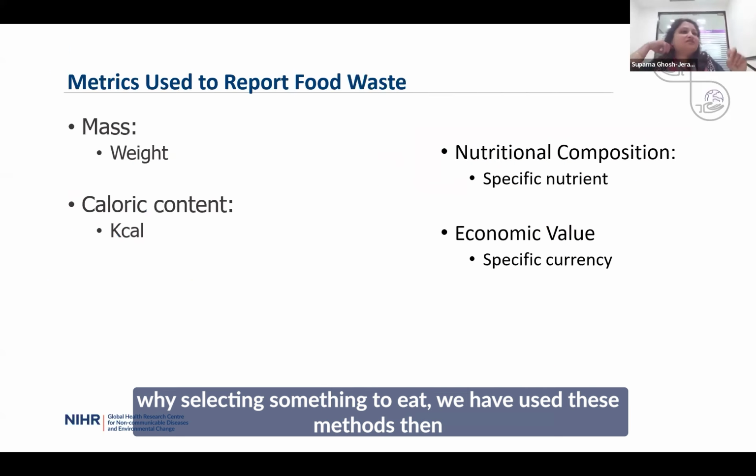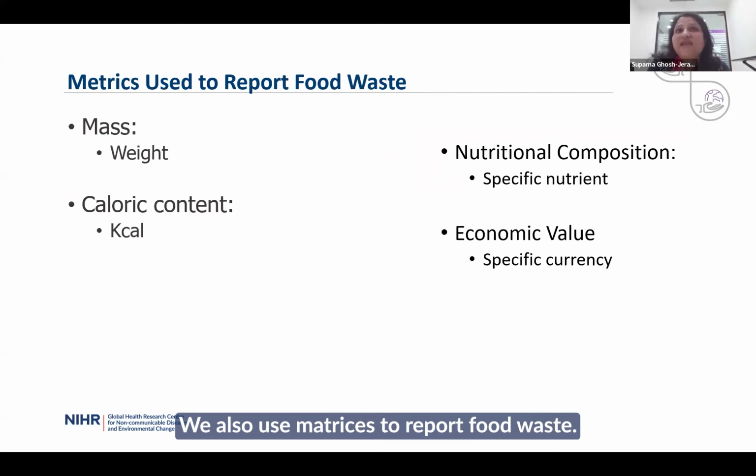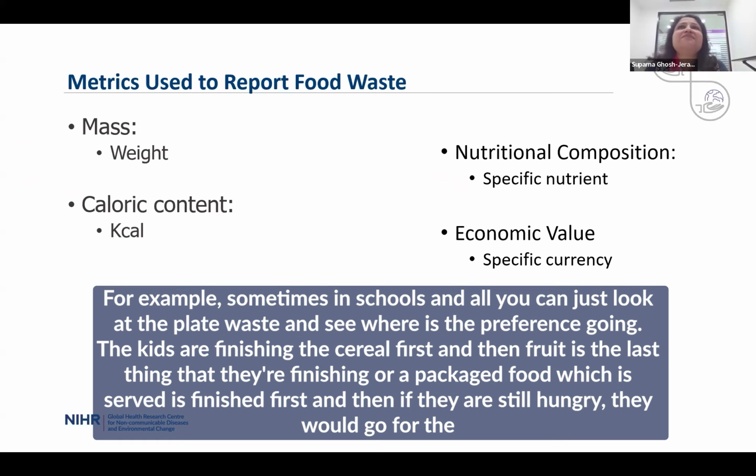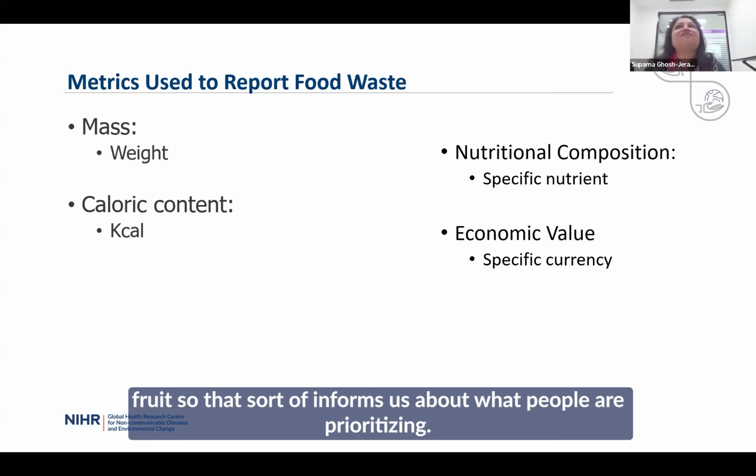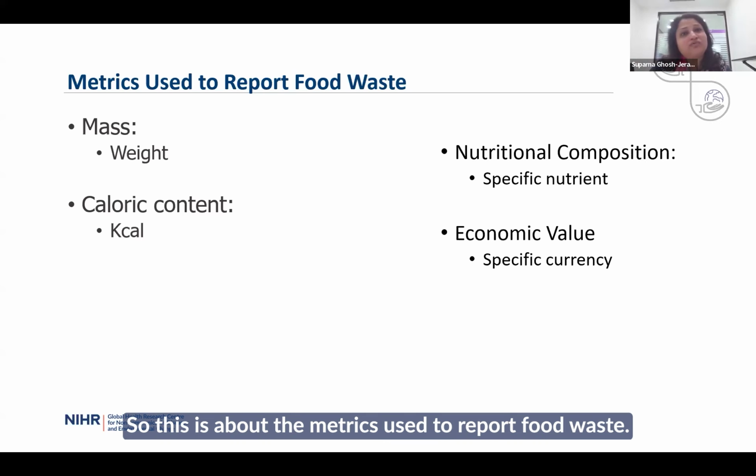Then we also use metrics to report food waste. For example, sometimes in schools, you can just look at the plate waste and see where the preference is going. The kids are finishing the cereal first, and fruit is the last thing they finish. Or a packaged food which is served is finished first, and then if they are still hungry, they would go for the fruit. So that informs us about what people are prioritizing. So this is about the metrics used to report food waste.